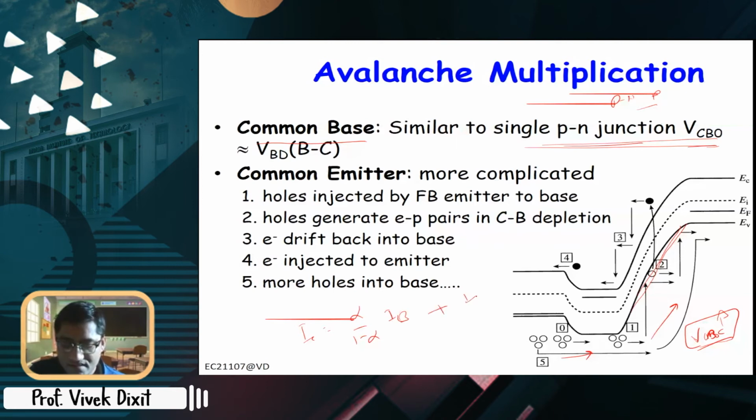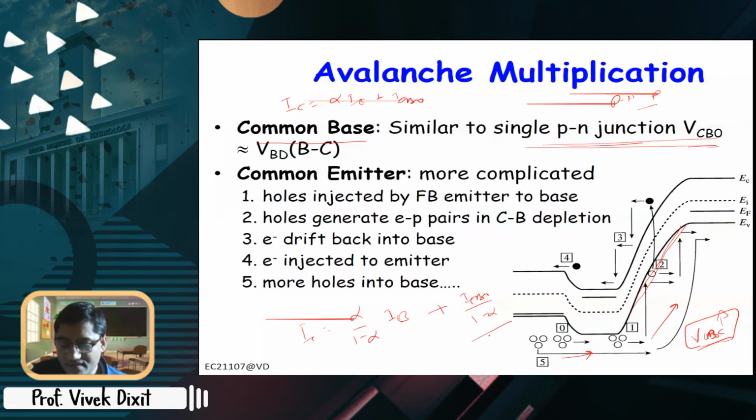And this ICBO by 1 minus alpha. We can recall the expression we discussed in last class. IC is alpha times IE plus ICBO, right? And then we wrote IC is equal to beta times IB plus ICEO, right? And ICEO and ICBO are related like this. ICEO is ICBO by 1 minus alpha.